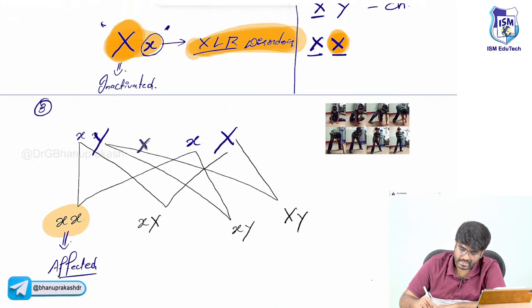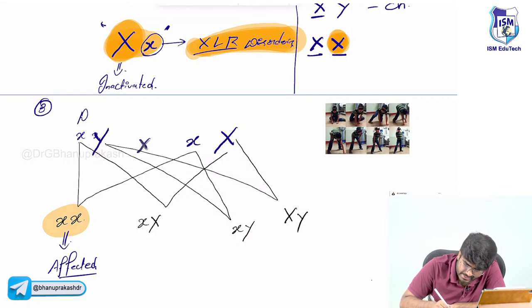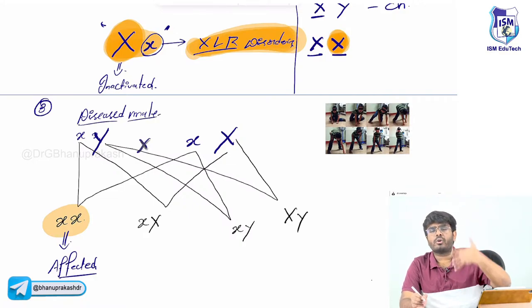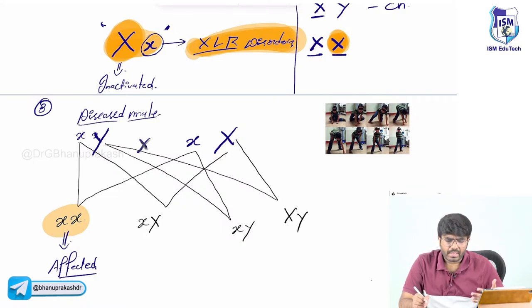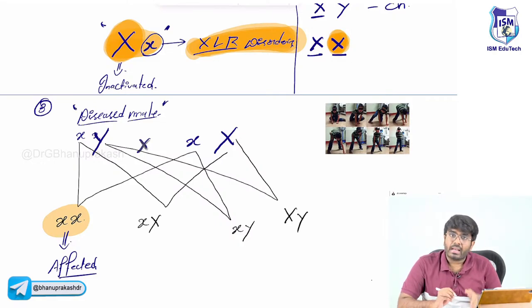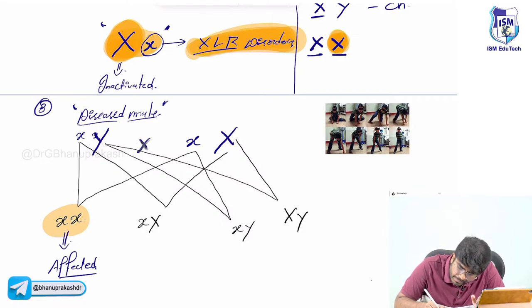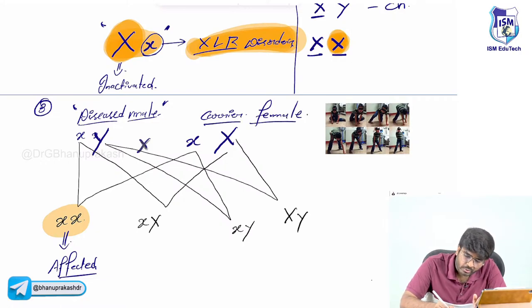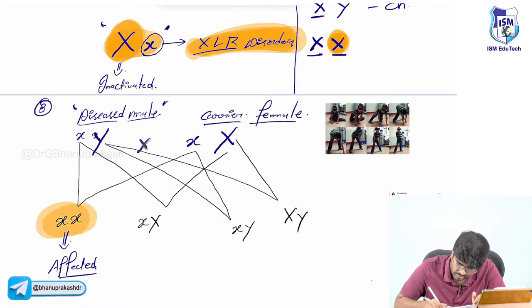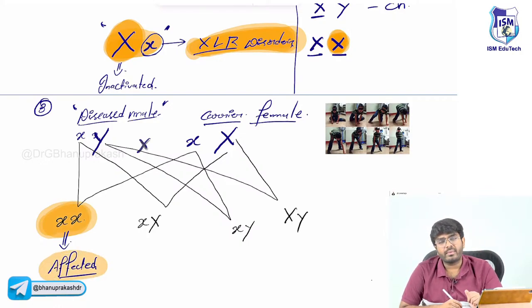Okay, so never forget, when a diseased male, diseased male with which disorder? With some X-linked recessive disorder, he is affected. Now this diseased male, when he marries a carrier female, they are going to have a female child who is going to be affected. This is how females can be affected.